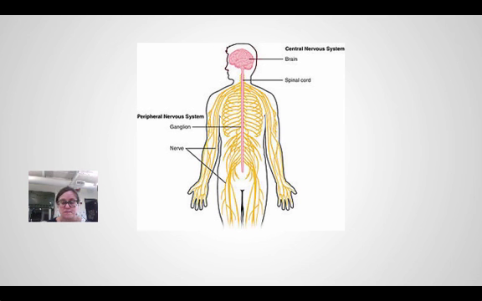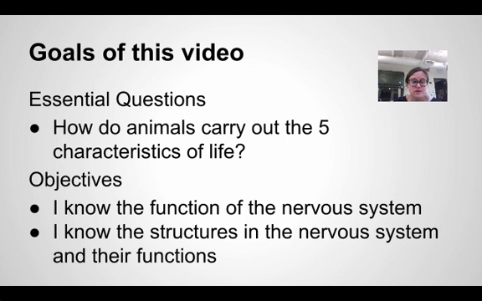So the goals of our video, we were discussing how do animals carry out the 5 characteristics of life, and now you should be able to say that you know the function of the nervous system and you know the structures in the nervous system and their functions.